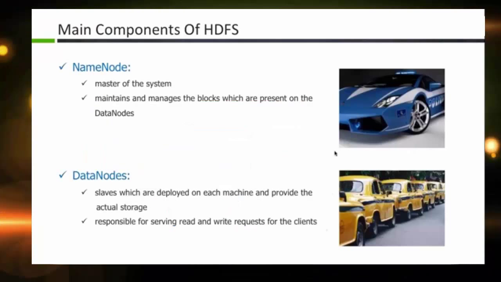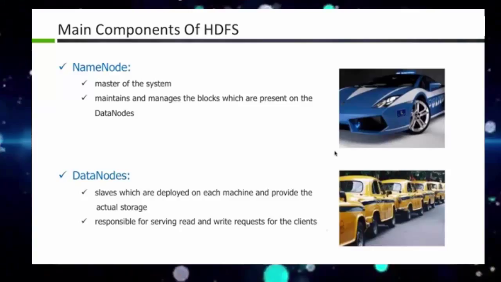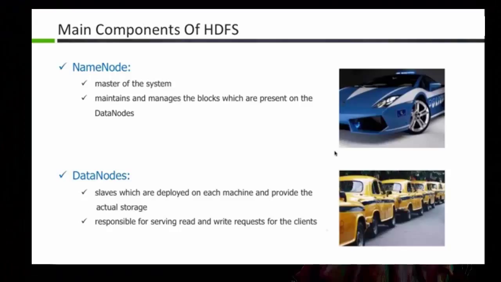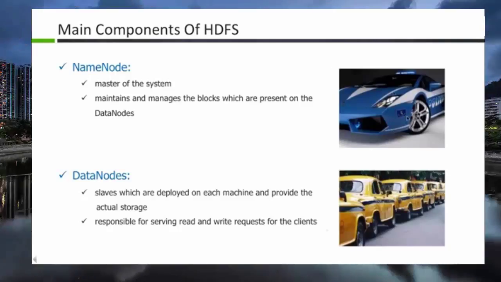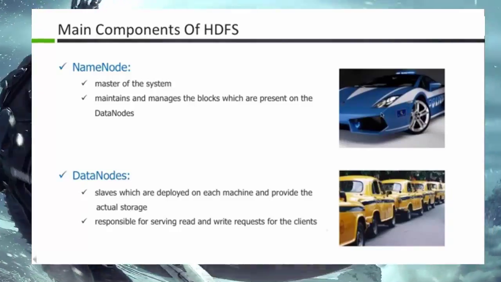Some of these things will become clear, guys. Just hold on for some more time. Let's look at the name node and a data node, and a lot of questions about failover and all will be answered here. So name node, as you can see here, is, can you identify this car, guys? Everyone can identify this? A lot of people have been able to identify it, it is a Lamborghini. Now a name node is like a Lamborghini.